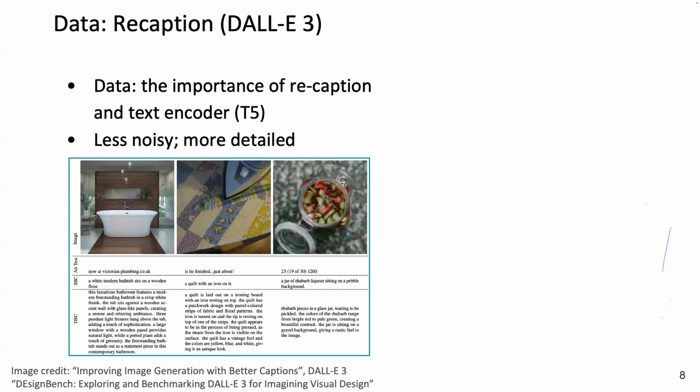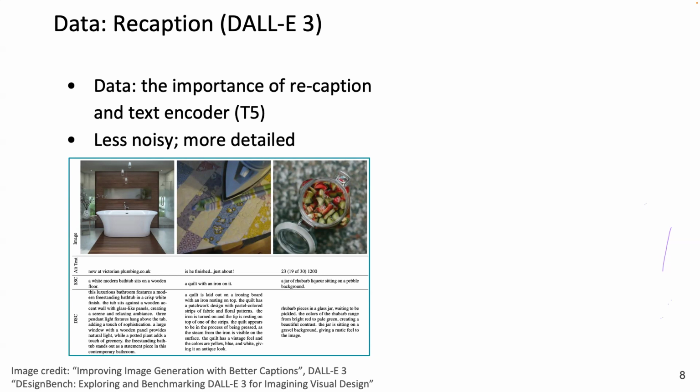For example, if we look at the leftmost, the best type example, the corresponding alt text says that this specific best type is now available at a specific website, which almost does not relate to the visual content in the image. So in DALL-E 3, they show the importance of recaptioning.